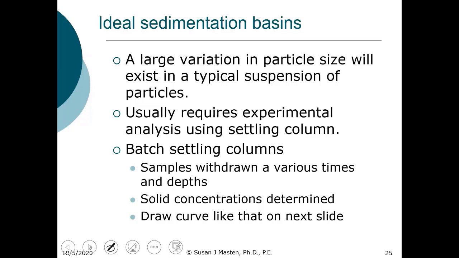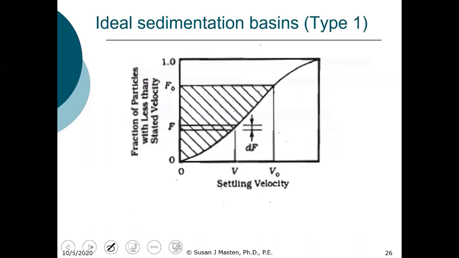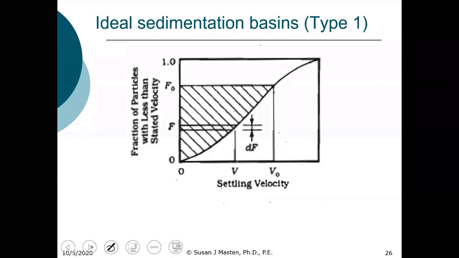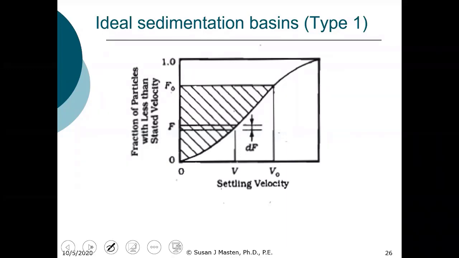So that usually requires some sort of analysis, typically with a settling column. Typically, it's an experimental process. So we have batch settling columns where samples are drawn at various times and depths, solid concentrations are determined, and then we can draw a graph that looks like this, where what we're plotting is the fraction of particles with less than the stated velocity. So we're looking at settling velocity versus the settling velocity of those particles.